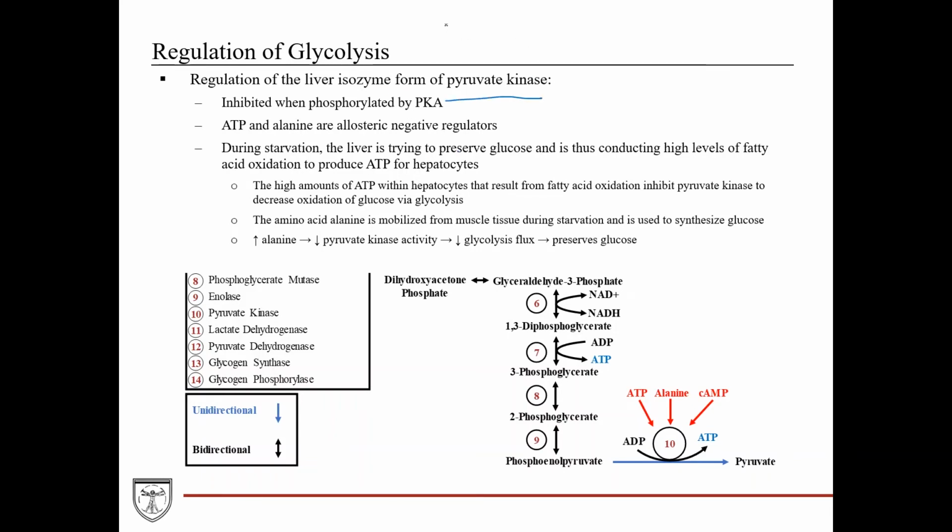kinase. Now there's two forms of pyruvate kinase, PKL, which is the liver isozyme, which we'll talk about in this slide, and then there's PKM for muscle, which we'll talk about in the next slide. There's key distinctions to make between the two. So the liver form is inhibited when phosphorylated by protein kinase A, which if you remember, you have increased levels of that during fasting, which is stimulated by increased levels of glucagon, which also has increased levels of cyclic AMP.